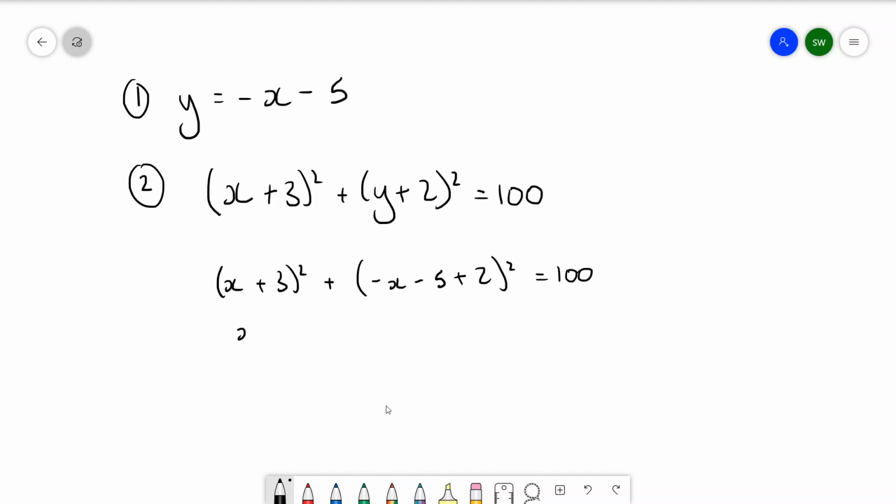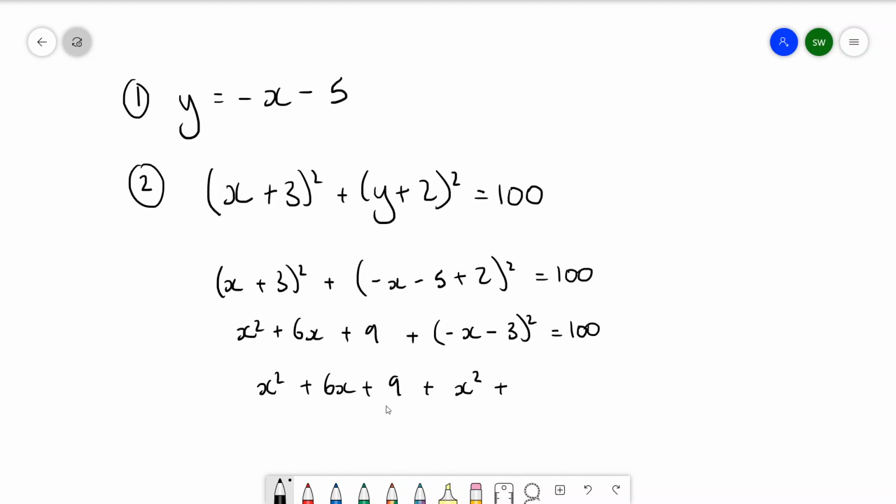100. So we're going to have x squared plus 6x plus 9. And then this bracket here we can simplify to (minus x minus 3) all squared equals 100. So if we multiply this out, we're going to have x squared plus 6x plus 9 plus x squared plus 6x plus 9 equals 100.